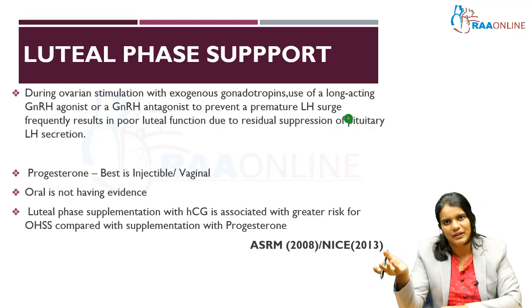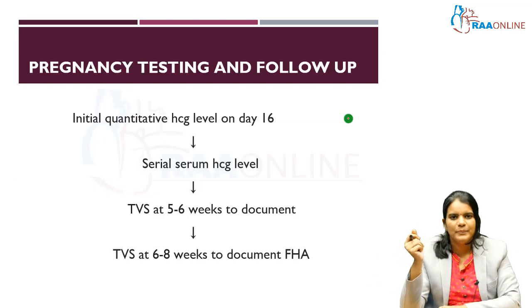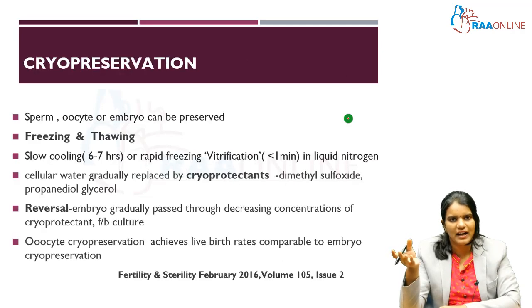If you are giving HCG, which will act as an LH surrogate, there will be an increased risk of OHSS, which I have explained in detail in the OHSS video. Okay, so pregnancy testing after the IVF embryo transfer is done on day 16. Thereafter, you do the TVS at 5 to 6 weeks and TVS at 6 to 8 weeks to document the fetal heart rate.